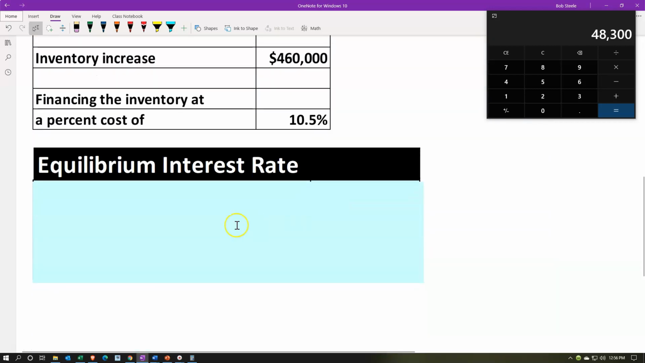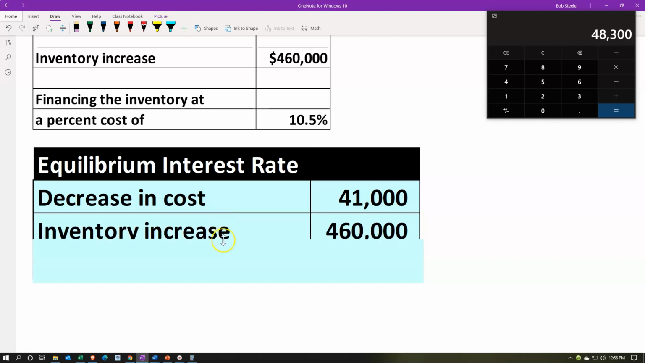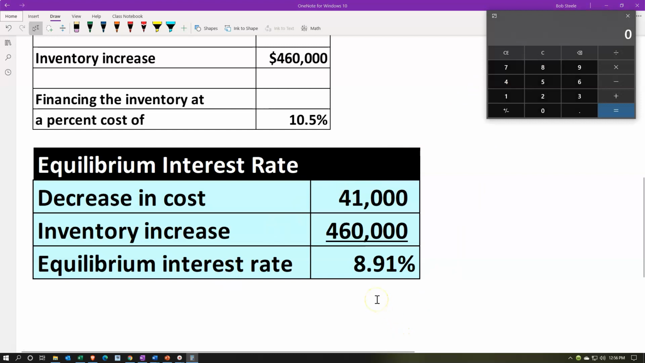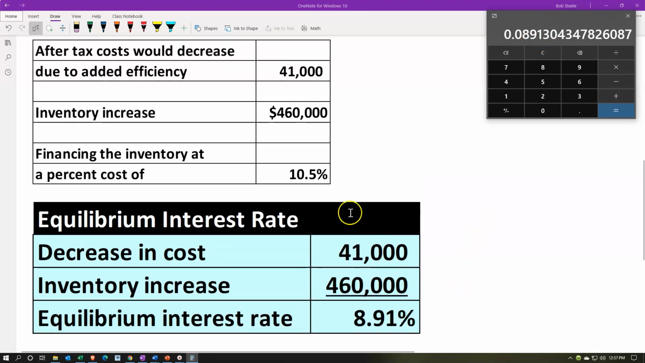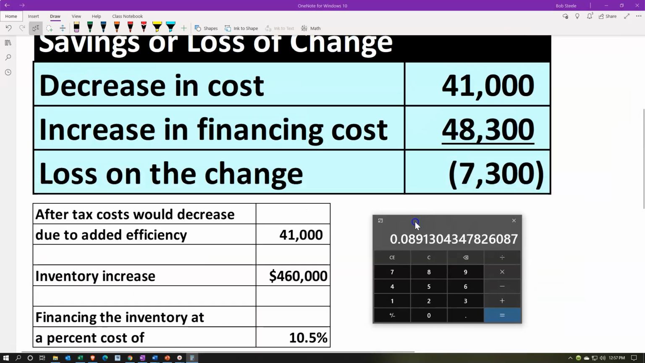And you could say, all right, let's try to find that equilibrium interest rate for the financing. So if we say there's a decrease of the 41,000, and we say there's an increase in the inventory of the 460, that means the equilibrium interest rate would be about 8.91, or in other words, it would be the 41,000 divided by the 460,000, moving the decimal two places over, about 8.91%.